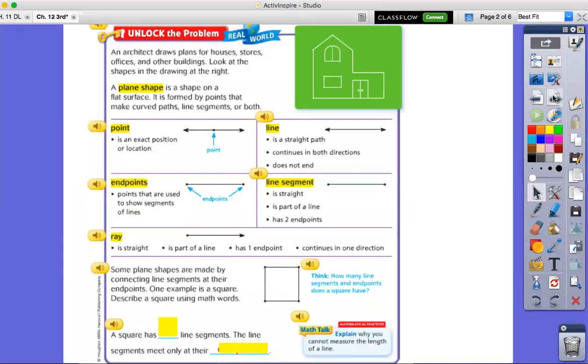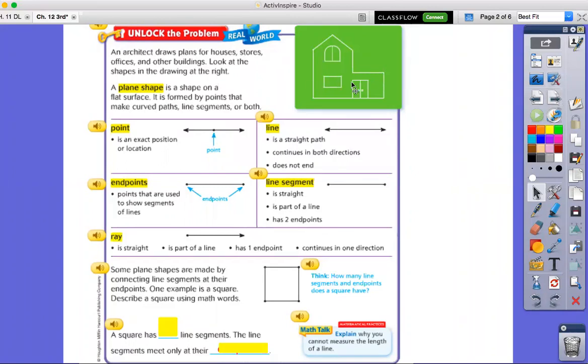Guess what? We are in our last chapter of 3rd grade math. Yay! So our last chapter is two-dimensional shapes. Okay? Two-dimensional shapes are just flat shapes that we see or that we draw. They don't pop out at us because that would be three-dimensional. So two-dimensional shapes are shapes that we just see that are on a flat surface.